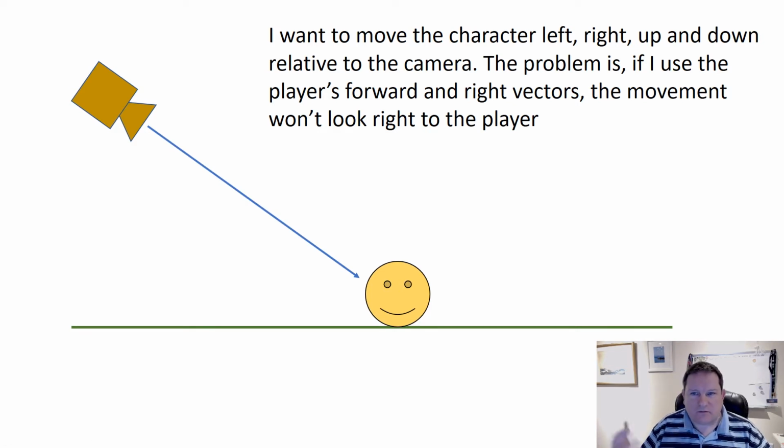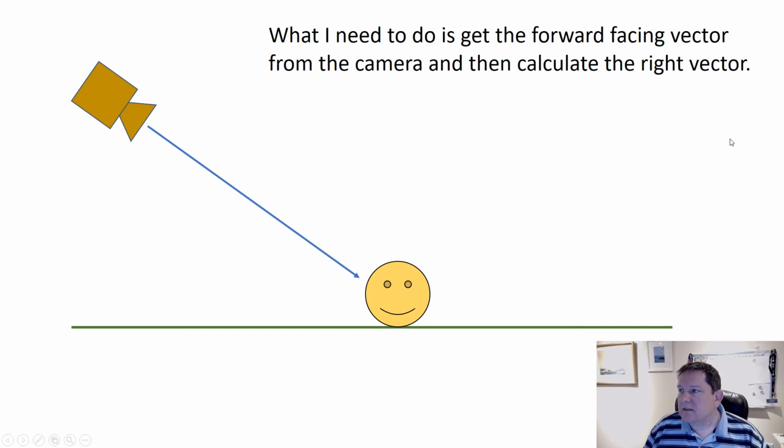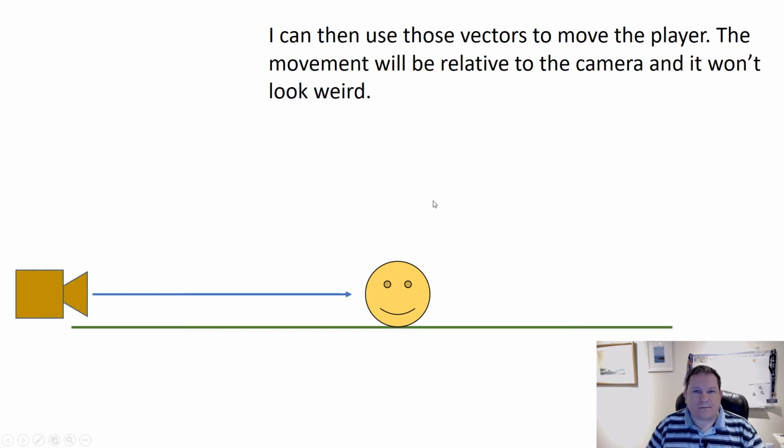The problem is, if I use the player's forward and right vectors, the movement is not going to look right to the player. So what I want to do is get the forward-facing vector from the camera and calculate the right vector from it, but I want to get this down parallel to the ground. The right vector is actually good, we can use it, but it's the forward vector that's the problem here. Like I said, if I move the camera as it is, and I'll show you, we'll create one that just uses the player's left, right, up, down. It looks weird. When I move left and right, everything goes a bit strange.